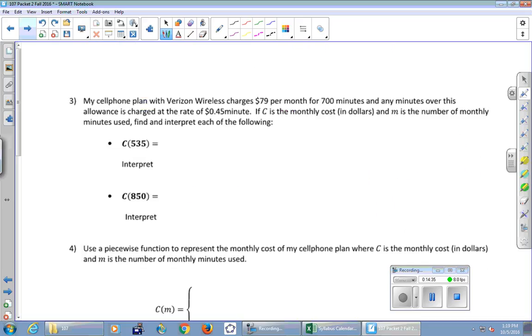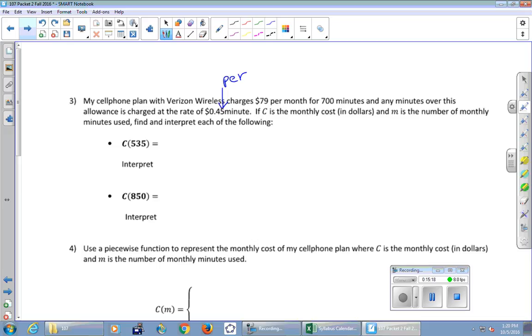My cell phone plan with Verizon Wireless charges $79 per month for 700 minutes. And any minutes over this allowance is charged at the rate of, there's a little word missing here, 45 cents per minute. So I'm paying $79 per month fixed, and if I use less than 700 minutes, then I don't pay any more. But as soon as you go over the 700 minutes, you start paying those overage charges, all right? And so it's 45 cents per minute, starting at the 700th minute. Understand? Okay, we're gonna fill in some blanks here and then make a formula.